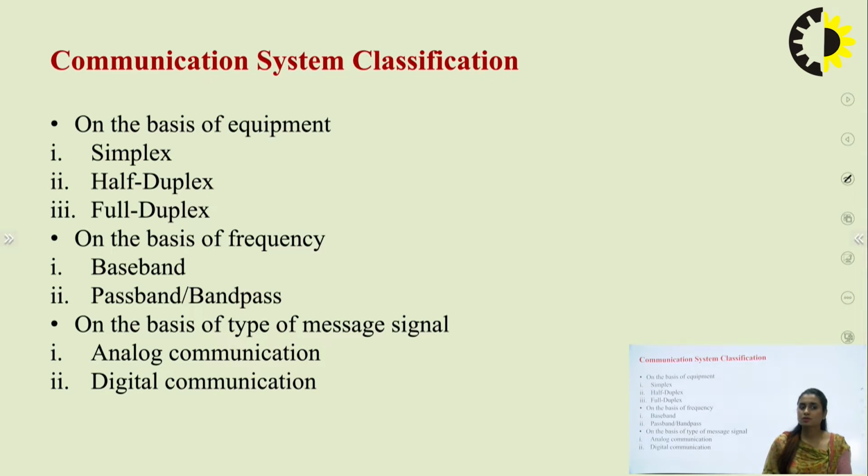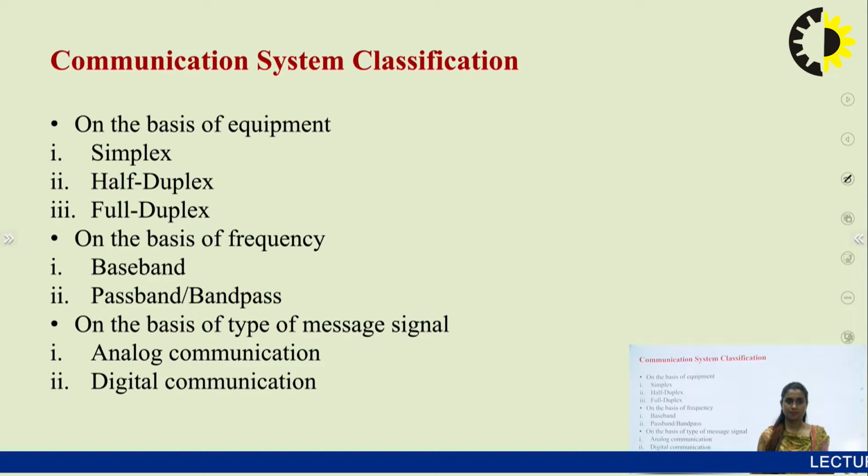Now, if you talk about full duplex systems, they include transmission and reception simultaneously. So modern mobile phones are an example of a full duplex system, right? Now, if we classify communication systems on the basis of frequency, then we have passband, or bandpass, and we have baseband.